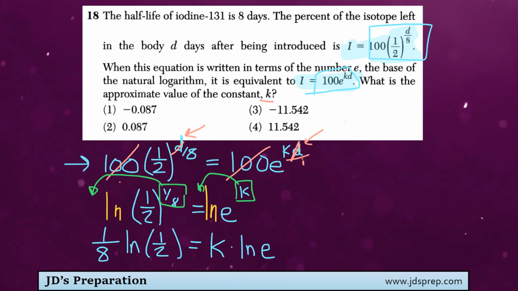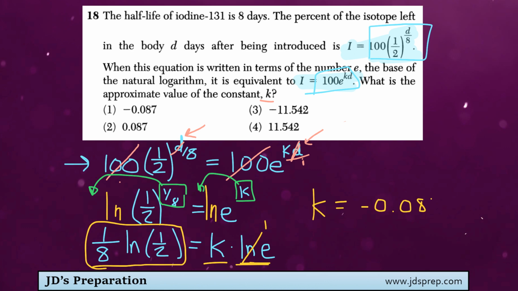Now you should know that ln of e is equal to 1. So I'm just going to cross that out. And now we've done it. We've isolated k. We know that k is going to be equal to 1/8 multiplied by ln of 1/2. And if you type that into your calculator, you get a rounded answer of negative 0.087, which matches option number 1.